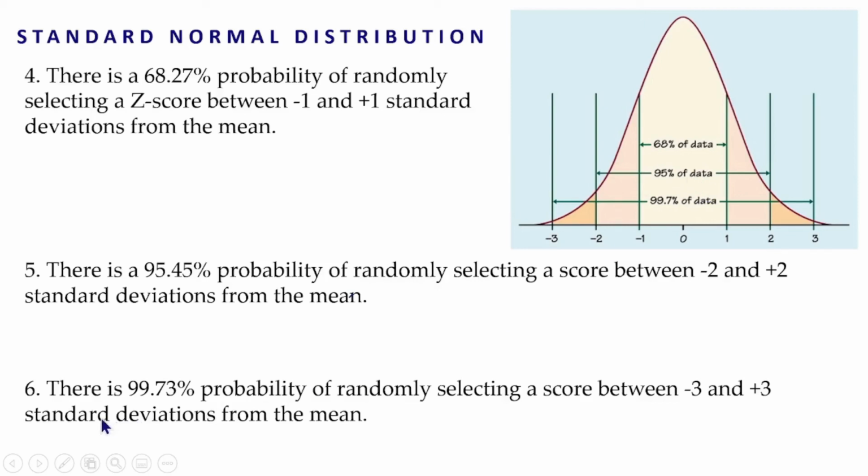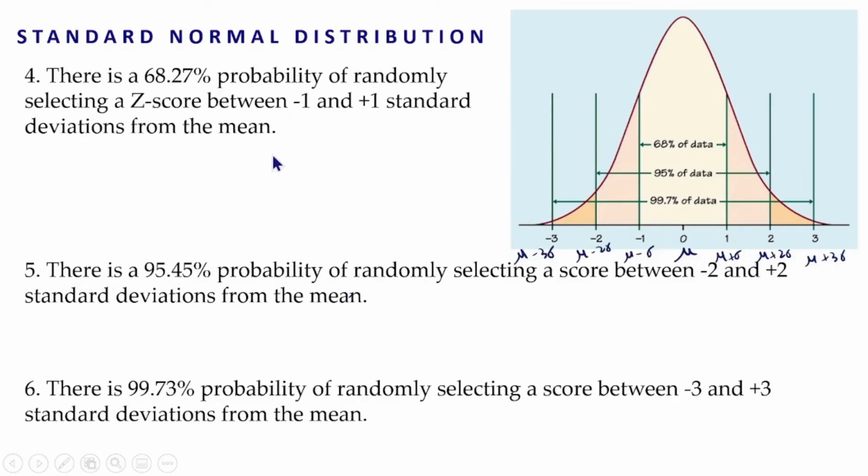Then the next point is there is a 99.73% probability of randomly selecting a score between -3 and +3 standard deviations from the mean. So this whole area from -3 till +3 constitutes 99.7% of the data. This is the meaning of these points.